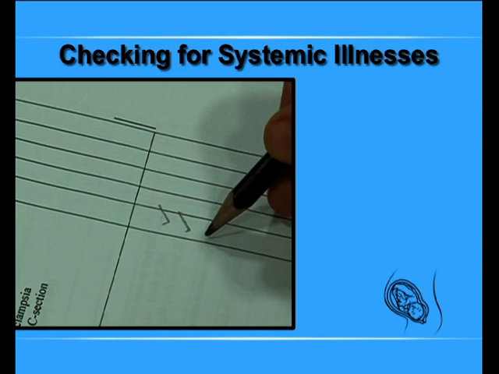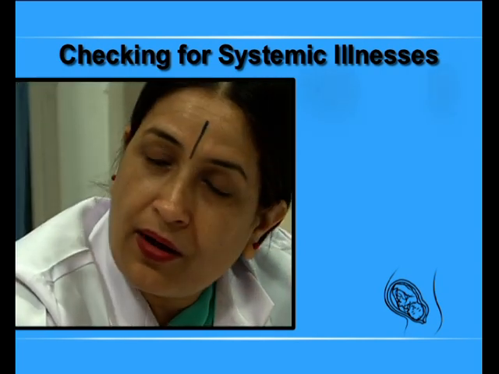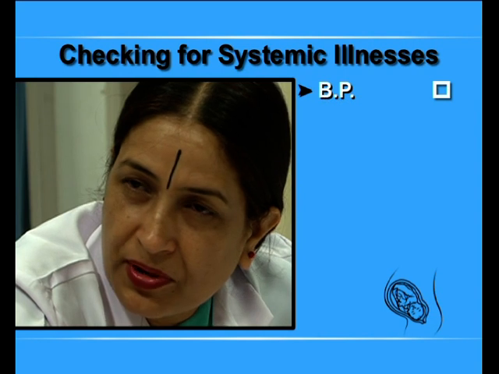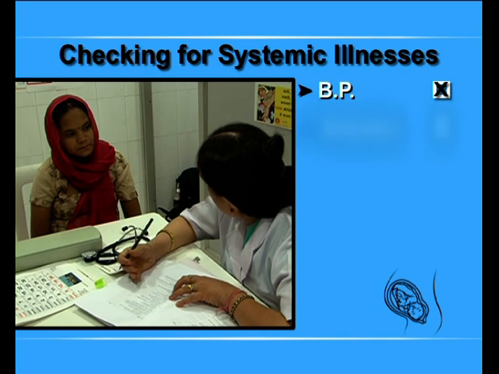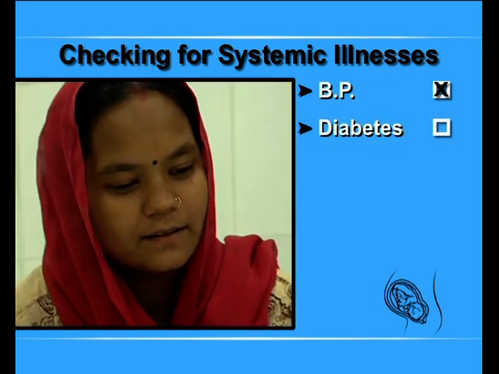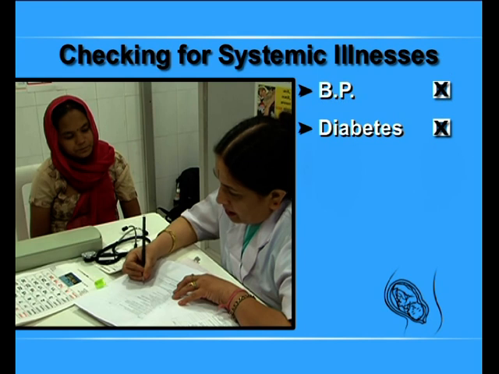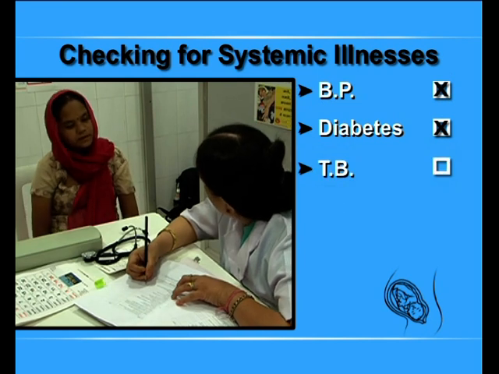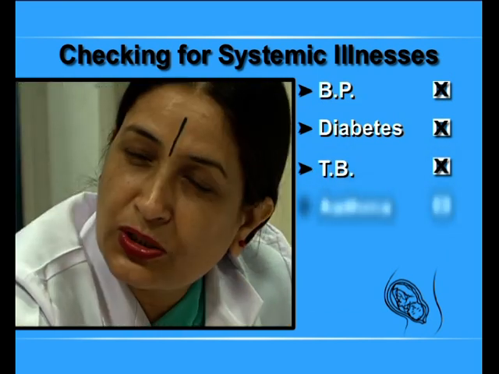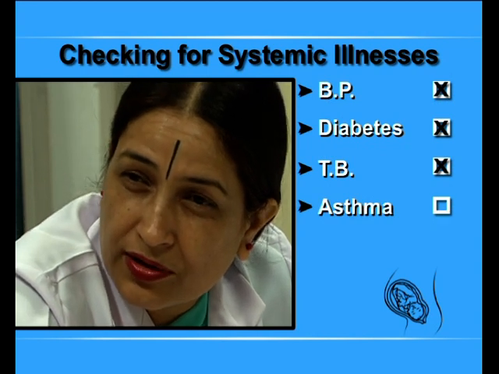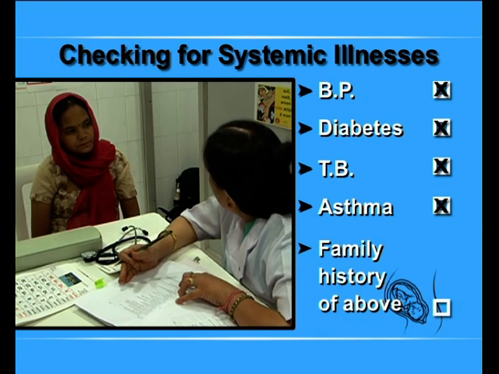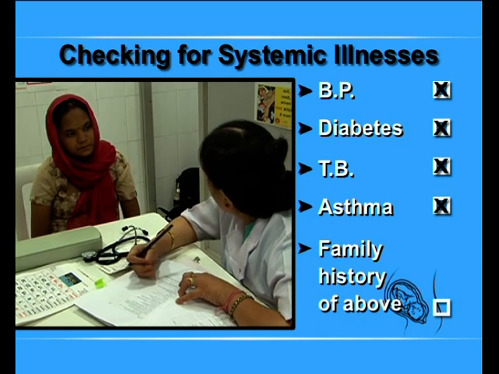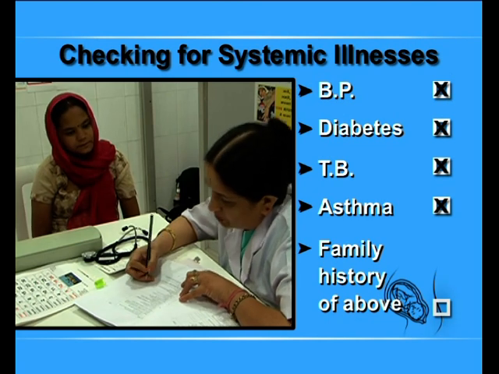Check for any personal or familial systemic illnesses at this time. You don't have high blood pressure, do you? Good. No diabetes? You've never had TB, have you? You don't suffer from breathlessness or palpitation, do you? Does anyone in your family suffer from any of these conditions that I asked you about? No one, right? Good.